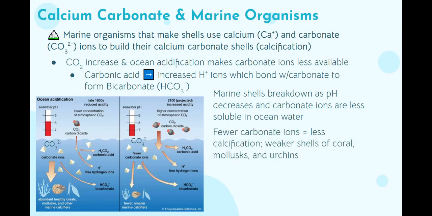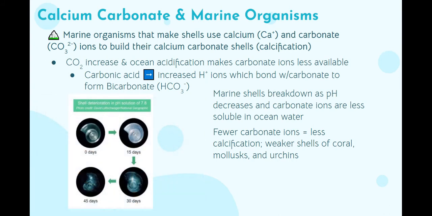Fewer carbonate ions, less calcification. That means there are going to be weaker shells of the coral, mollusks, and urchins. And you can see here, if you put a shell at a pH of 7.8, after 15 days you can already see it's getting lighter. After 30 days, and then 45 days, it's dissolving.